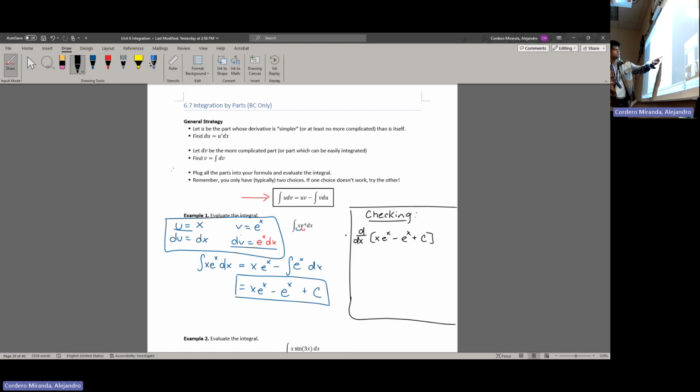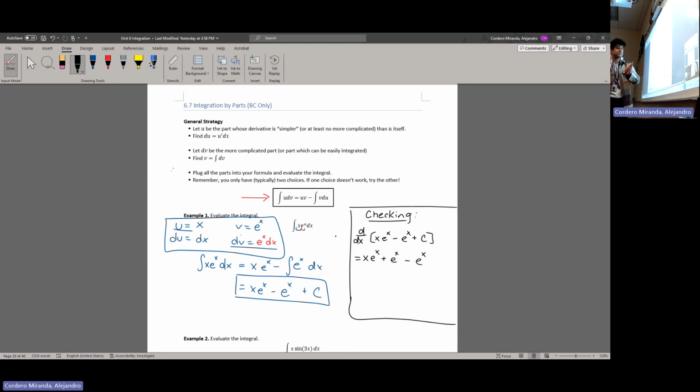So take the derivative of your answer, you would get, oh, product rule right here. So x times e to the x would be first times derivative of the second plus second times derivative of the first, which is 1. And then minus e to the x, and then the c has a derivative of 0.